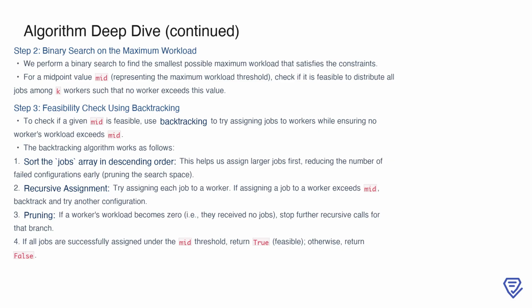To optimize this, we start by sorting the jobs in descending order, which allows us to assign larger jobs first. This strategy minimizes the likelihood of running into infeasible configurations early, effectively pruning the search space. During the recursive assignment, if a job exceeds the mid limit for a worker, we backtrack and try a different allocation. Additionally, if a worker's workload is 0 after a round of assignments, we stop exploring further configurations for that branch since it would lead to redundant results. If we can assign all jobs under the mid threshold, then mid is feasible, otherwise, it is not.